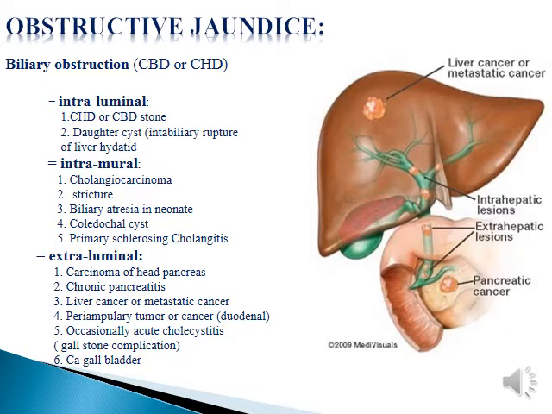Group 2, intramural causes. 1, cholangiocarcinoma. 2, stricture. 3, biliary atresia in neonates. 4, choledochal cyst. 5, primary sclerosing cholangitis. Group 3, extraluminal. Examples: 1, carcinoma of the head of the pancreas. 2, chronic pancreatitis. 3, liver cancer or metastatic cancer. 4, periampullary tumor or cancer, which is a duodenal tumor. 5, occasionally acute cholecystitis, a gallstone complication, and 6, carcinoma of the gallbladder.